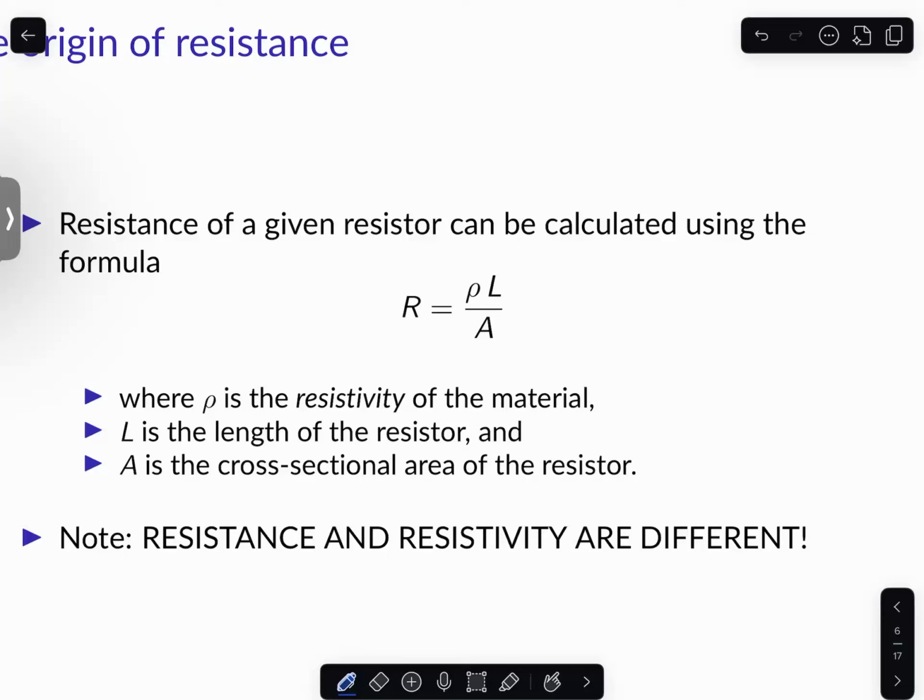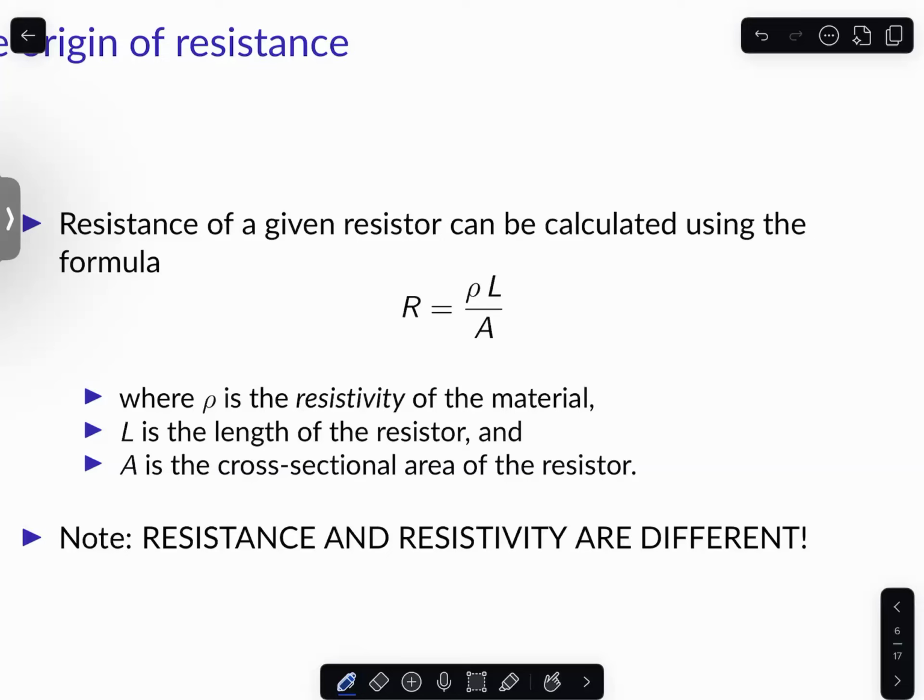Now, I apologize. Electronics is full of this, but the name is terrible. Resistance sounds just like resistivity. They're not the same thing. Resistance is the resistance of a given resistor. Resistivity is the property of the material that it's made of. Okay. Where do you get rho from? You look it up. They're tabulated. You look it up in a table. You Google it. It's a constant. It's measured probably 100 years ago and written down, and that's its value.